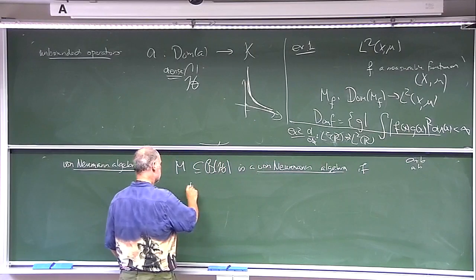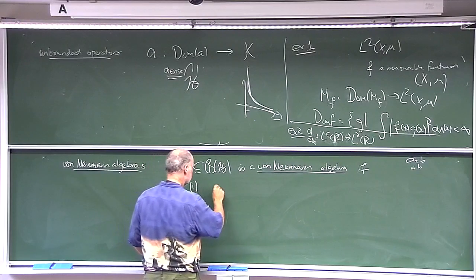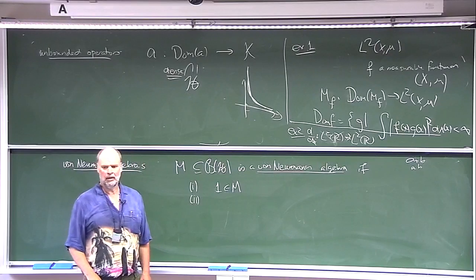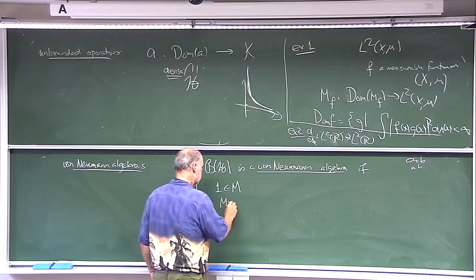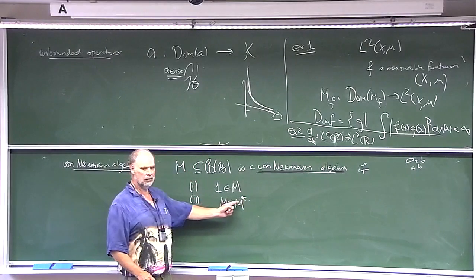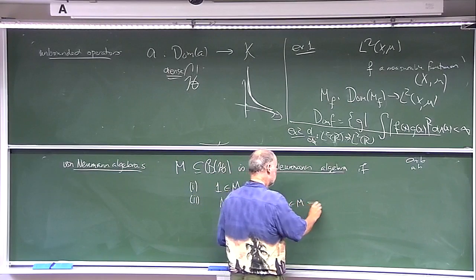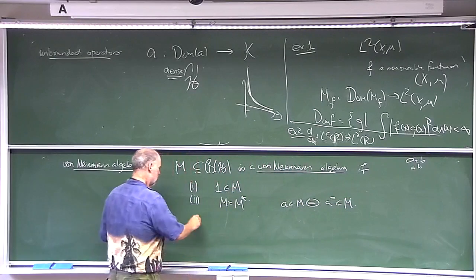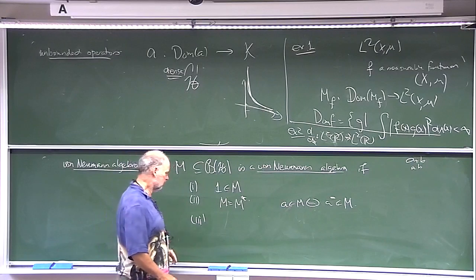So the three conditions, two of which are pretty innocent. Well, one of which is really innocent. You're going to assume it's unital. Why not? Now the second one is M equals M star. This does not mean that it consists of self-adjoint operators. It means that if A is in M, A star is in M. So that condition may look innocent, but we'll see that it's very stringent, very powerful.